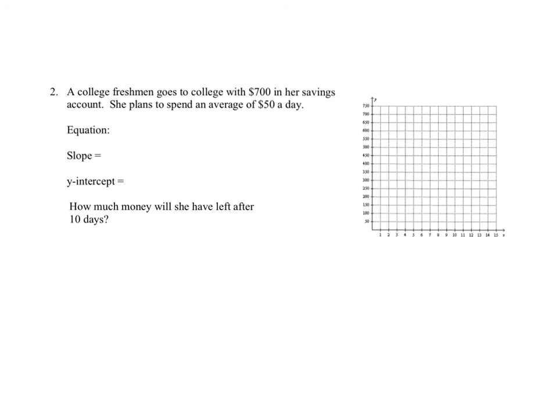All right, a college freshman goes to college with $700 in her savings account. She plans to spend an average of $50 per day. So let's write an equation, and we're starting at the 700. So she has $700 in her savings account, and now she's spending $50 every day. And remember, spending, you'd be minusing that. So what is our slope? Our slope is equal to the negative 50, because that's the number with the variable. That's the rate of change per day. The y-intercept, well, we're starting at the 700.